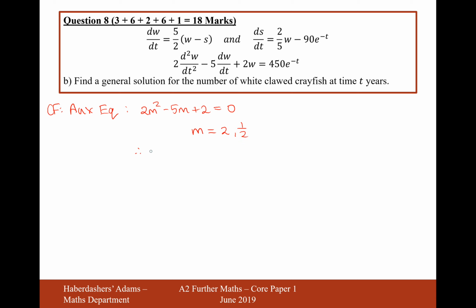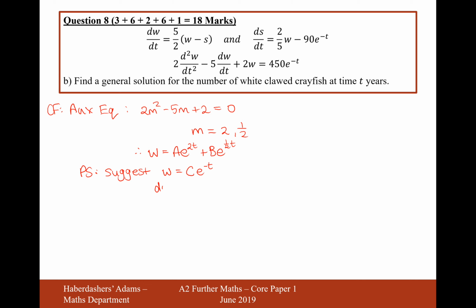So what that therefore means is that we could say that w is equal to a e to the 2t plus b e to the half t. And then we need to work out the particular solution. So given that it's 450 e to the minus t, I'm going to suggest that it's going to be some factor, say w equals some constant c times e to the minus t. Luckily the powers on the e to the minus t aren't the same as the powers in the complementary function, otherwise we'd have to multiply it by t as well.